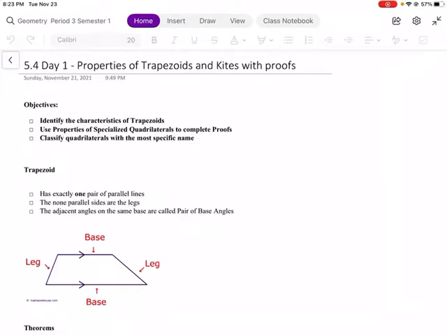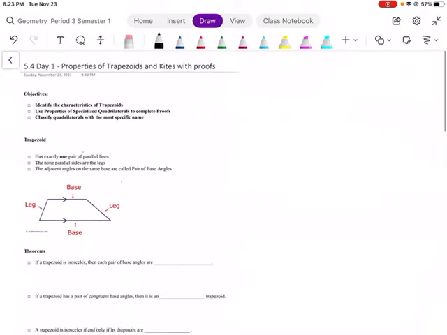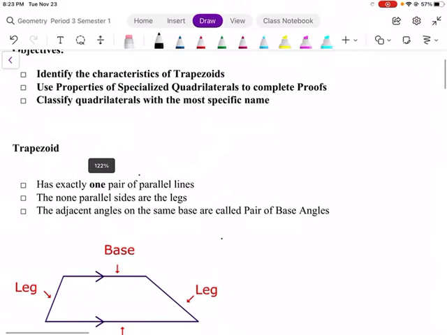Section 5.4, Day 1, is on properties of trapezoids and kites. Today we are going to focus on the trapezoids, and then the next lesson will be on the kites. So our objectives today are to identify the characteristics of trapezoids, use properties of specialized quadrilaterals to complete proofs, and we're going to classify quadrilaterals with the most specific name again.